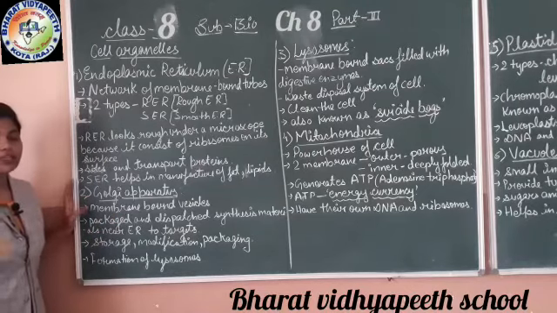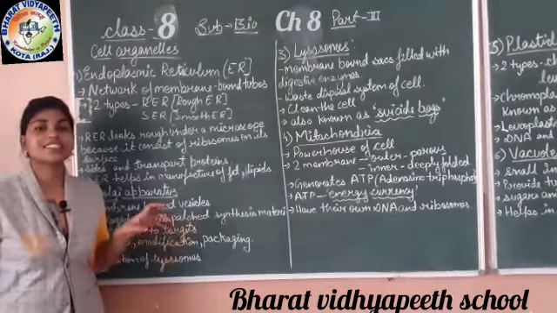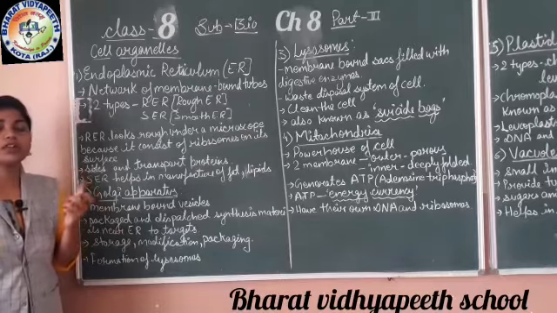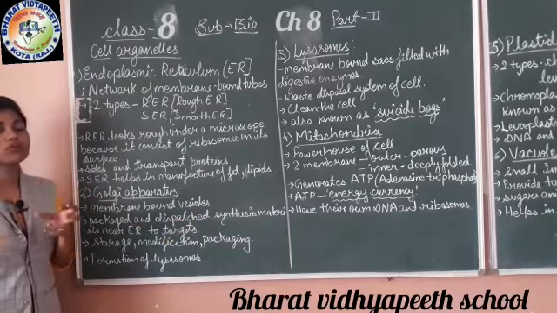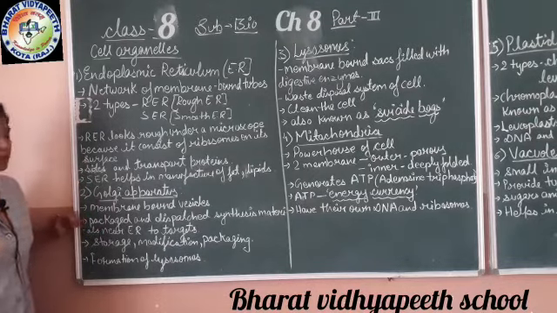What is Golgi apparatus? Golgi apparatus is made of membrane-bound vesicles. Vesicles are sacs or spaces, like a hole, some type of structure. This is known as vesicles. Vesicles are round holes, empty spaces. That's why this is called membrane-bound vesicles.